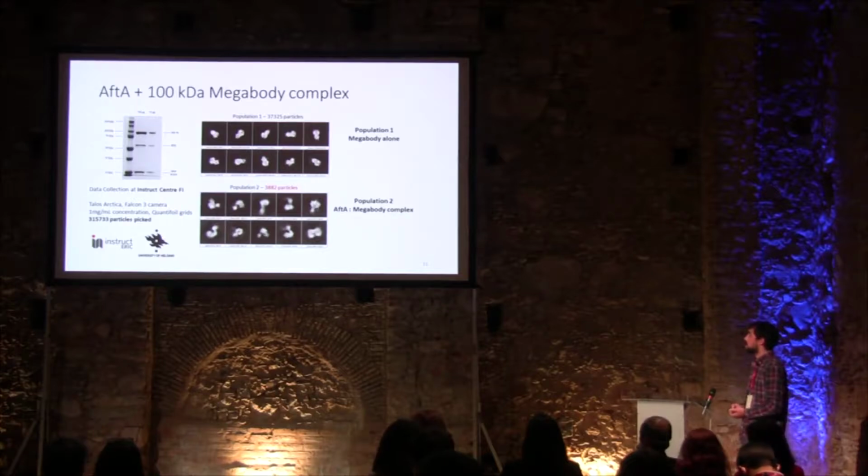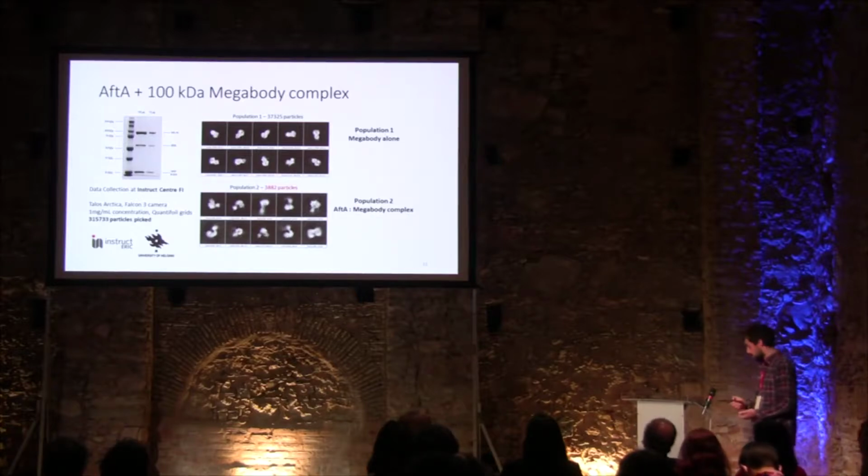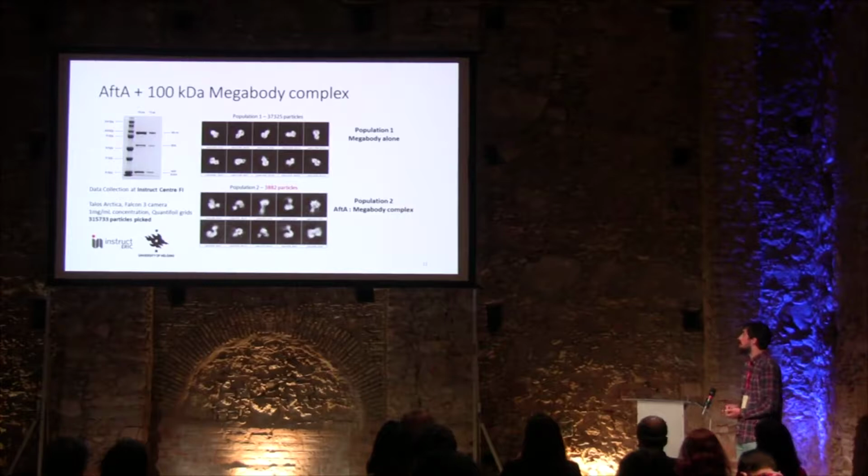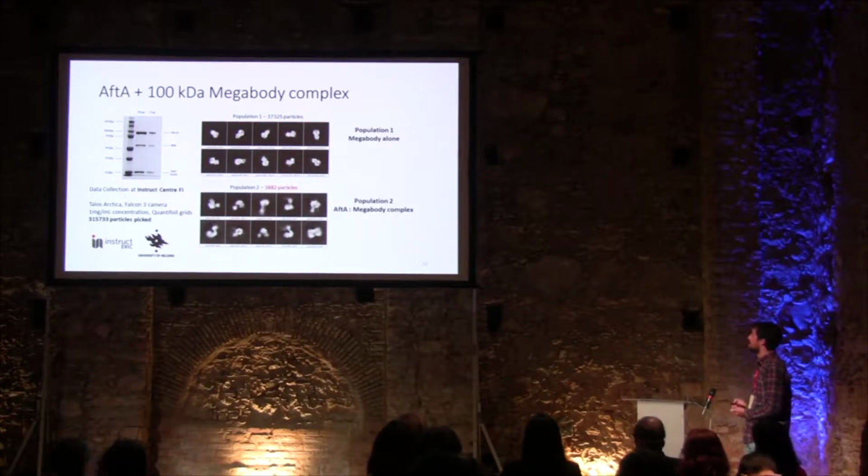And we went to the Instruct Center of Finland to collect data on this sample in the Thalos Arctica, and so far I was able to identify two populations in my sample. Unfortunately, the most prevalent population is the megabody alone, and the second population is about 1% of the total particles that we got in this data collection.